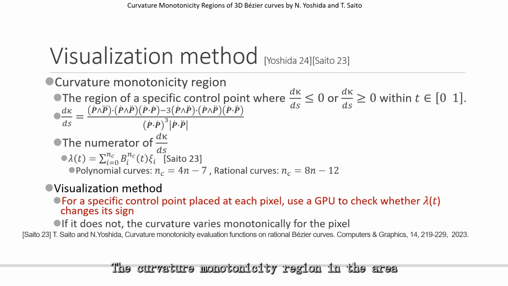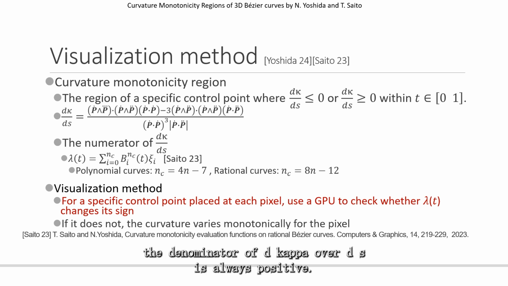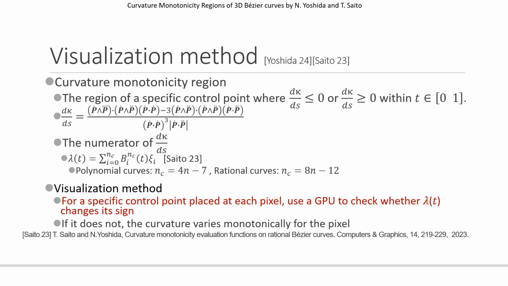The curvature monotonicity region is the area associated with a specific control point where d kappa over ds is either less than or equal to 0 or greater than or equal to 0. If we assume that the curve has no cusps and its curvature is non-zero, the denominator of d kappa over ds is always positive. Therefore, we only need to check the numerator of d kappa over ds.